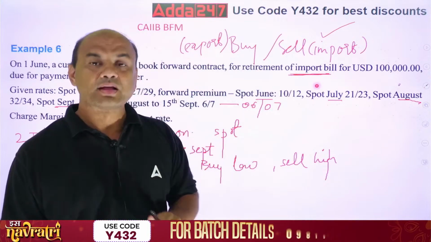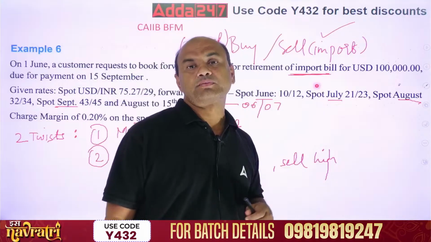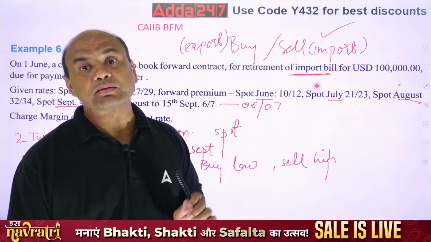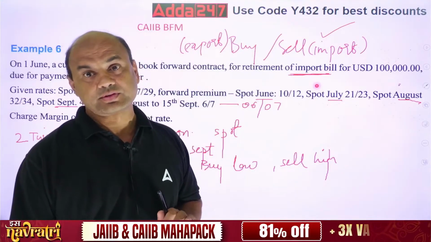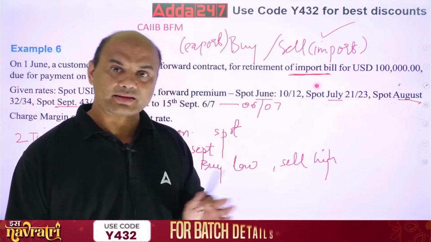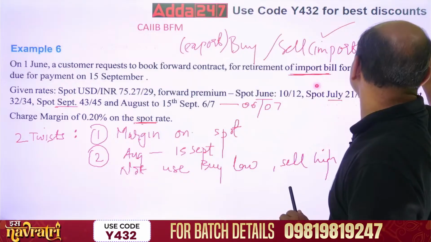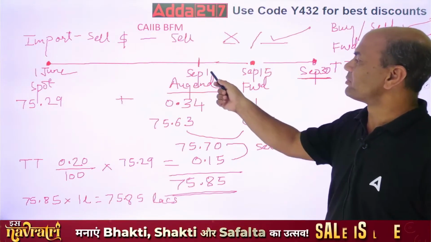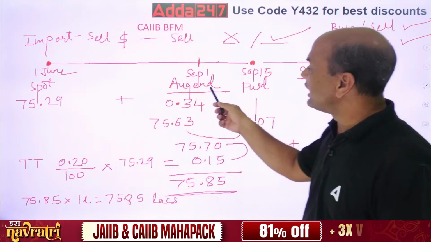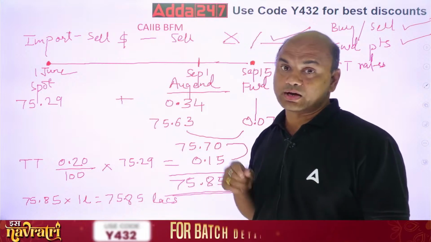Now I'll ask you one question. I want the rate for September beginning. September beginning means what rate will it be? August end. Isn't it? Look at it. September beginning will be August end. Right? So I'll take the August end rate. What is the August end rate? For that, what do I have to do?